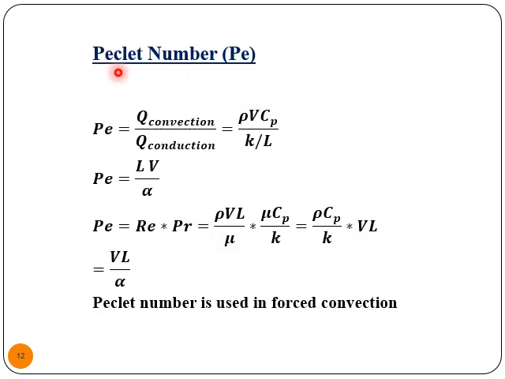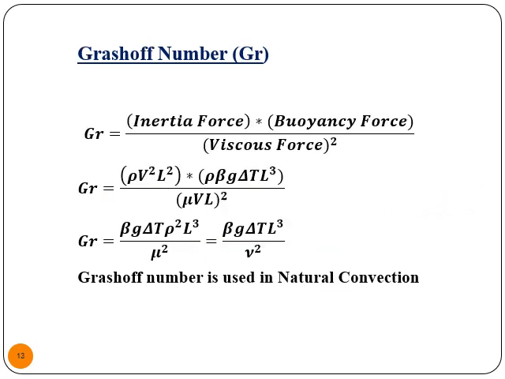Similarly, you have another number which is called as Peclet number, which is the product of Reynolds number and Prandtl number. This is also used for simplification. So here you can reduce it to VL by alpha, which is multiplication of Reynolds number and Prandtl number. So this is also related to forced convection.